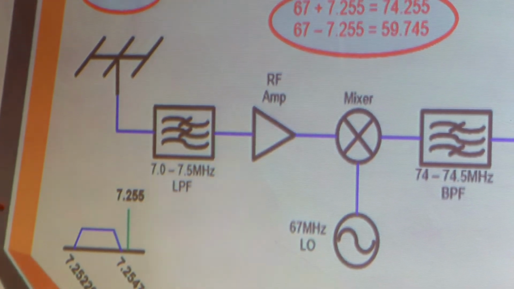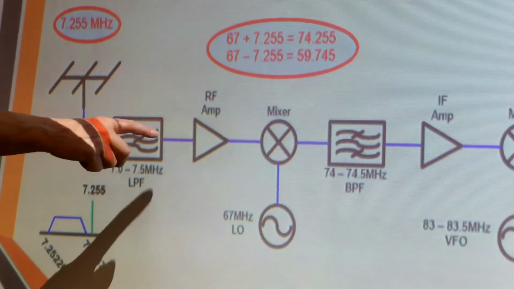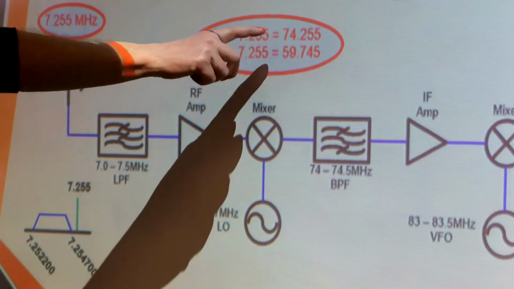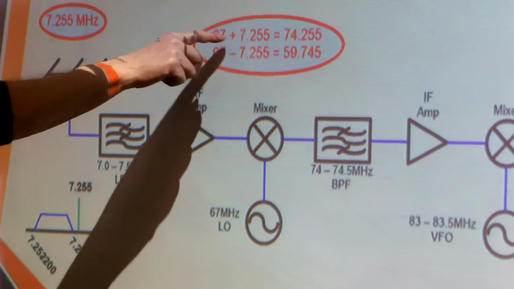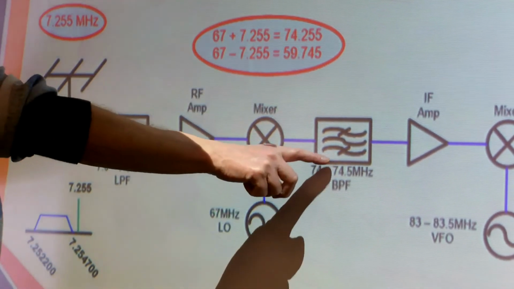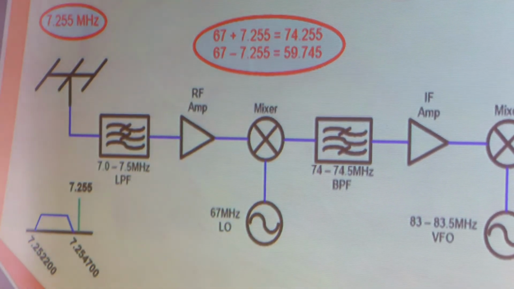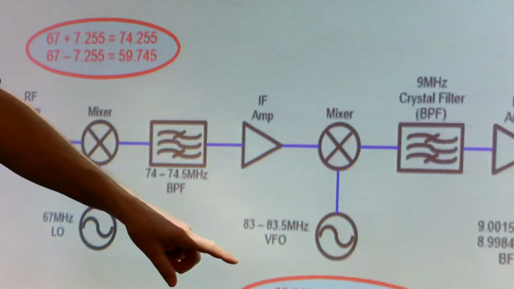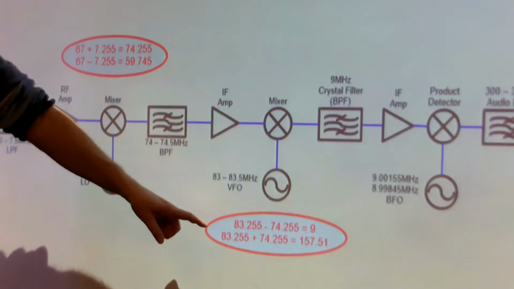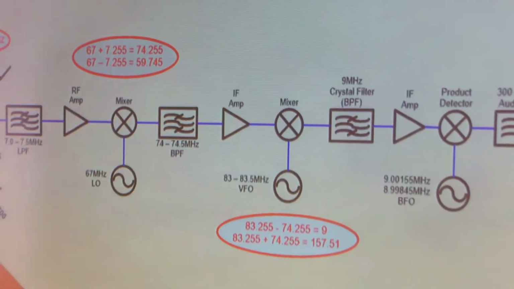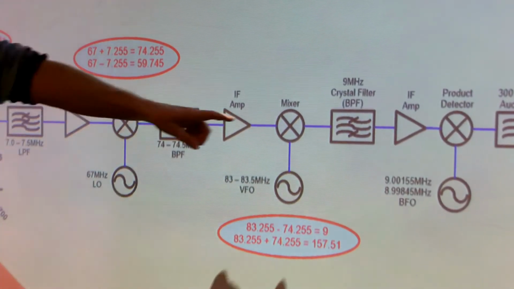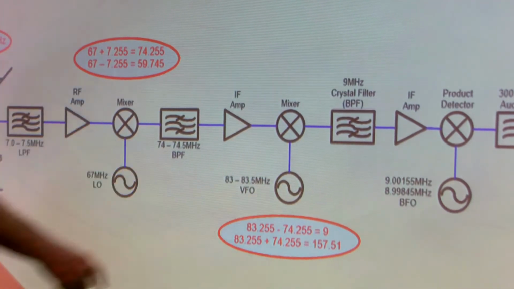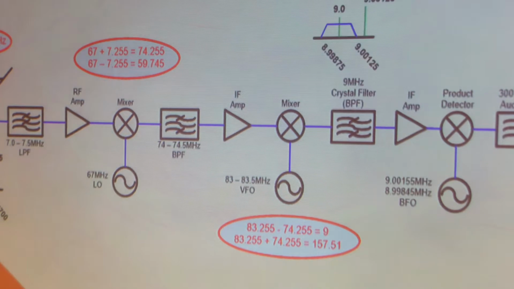And so we have a local oscillator. So it goes through the filtering, an amplifier. You've got a local oscillator which mixes, and you end up with a sum and difference frequency. And we select, in this case, the sum frequency through a filter and another IF amplifier. And then we've got the VFO, which mixes with the 74, so you can see the math down here. And what you're trying to get to is this 9 megahertz crystal filter. So in this case, it's a subtraction in the mixing, not an addition.